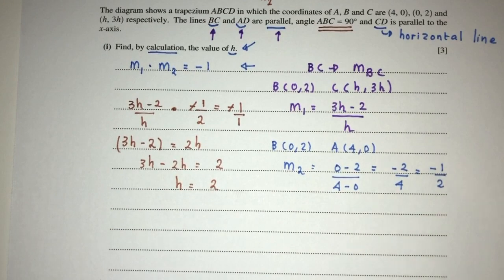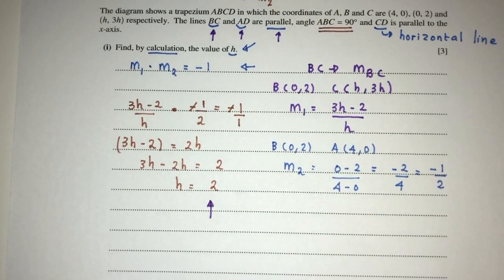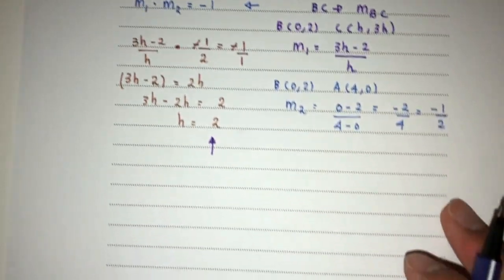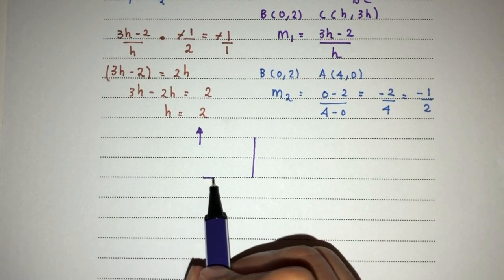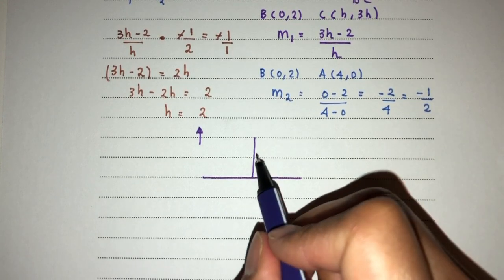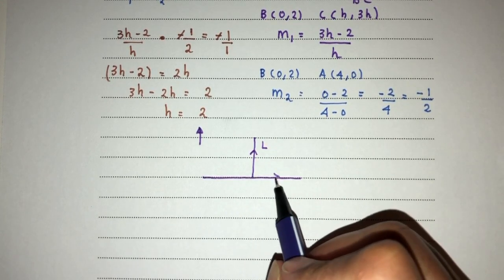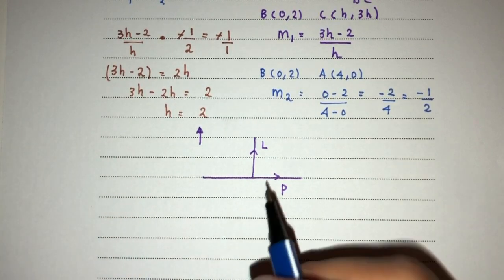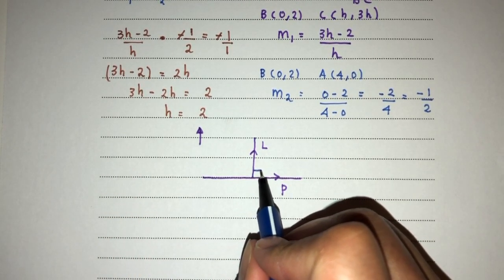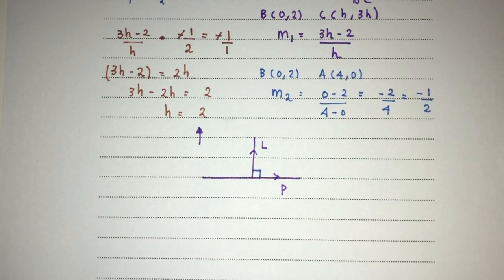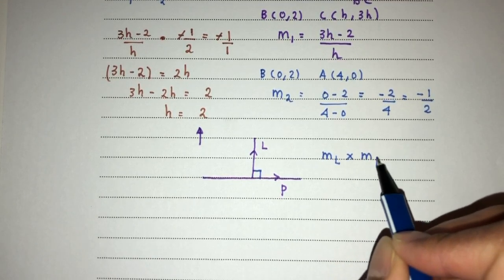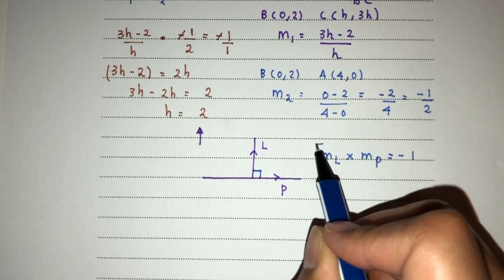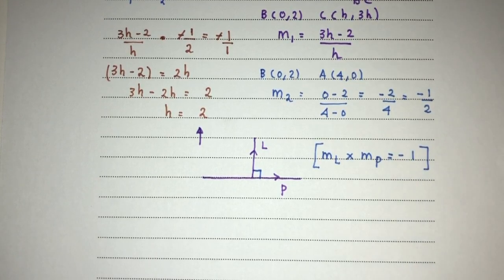As you can see here, we have found the value of H, which is 2. So the easiest way to do that was using this concept. Basically, let me re-explain. Let's say we have a line right here, and then we have another line that goes in this direction. This is the line L, this is the line P, for example. Given that line L and line P are perpendicular to each other, we can say the gradient of line L multiplied by the gradient of line P has to give you minus 1. That's the main concept that we have used here to find the value of H.